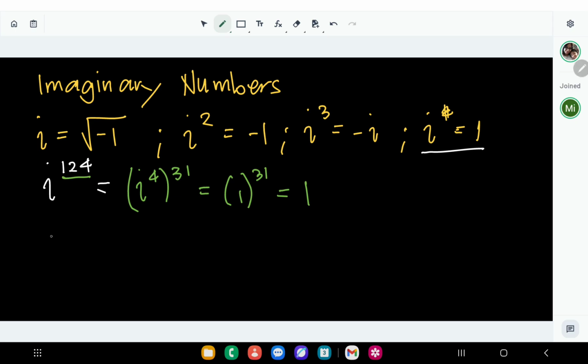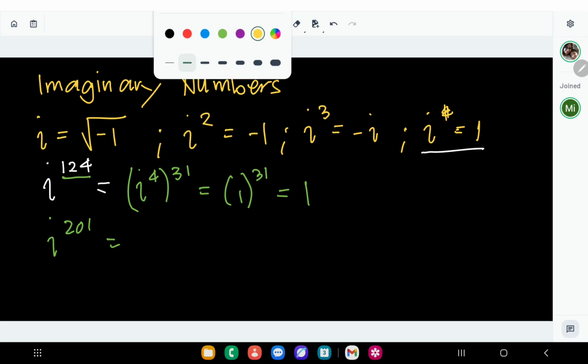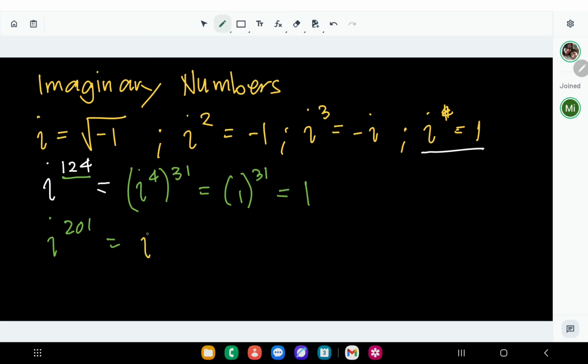Okay, why don't you try this? What if you're given i to the 201? What is the value of that? Okay, i to the 4th to the 51. So 201 is divisible by 4, are you sure? Yeah, it should be 50, right? It should be 50. Yeah, and then you have a remainder of 1.